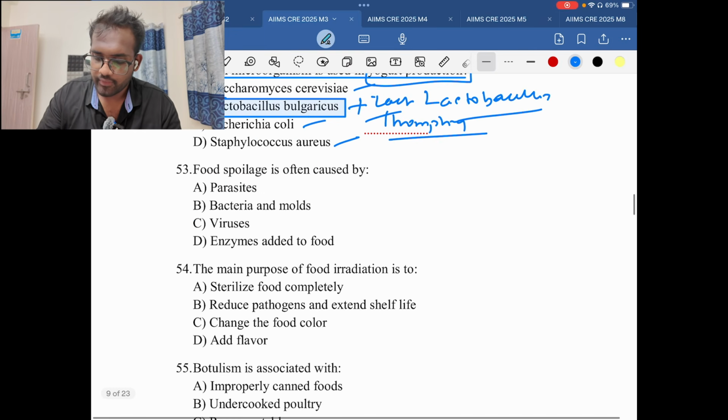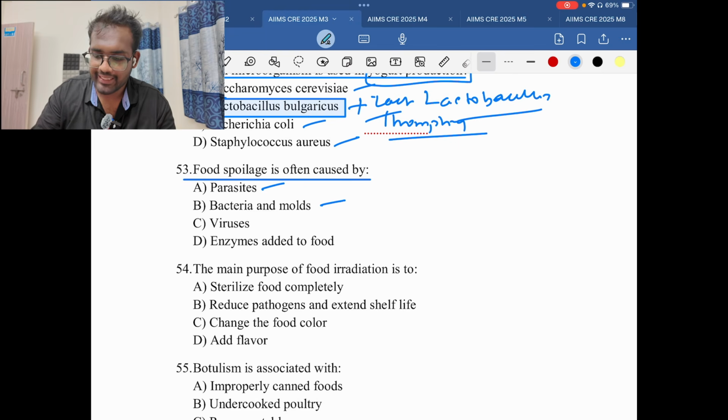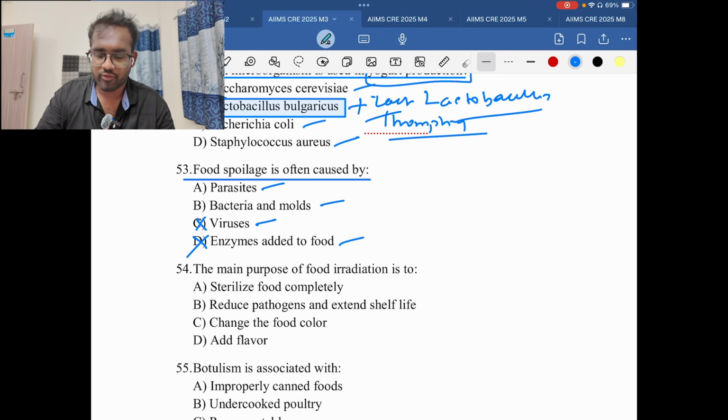Question number 53. Food spoilage is often caused by parasites, bacteria and molds, viruses, enzymes added to the food. So first, we are talking about food spoilage. Enzymes added to the food may cause rancidity, but it is not the main reason. Viruses don't cause food spoilage, and parasites will also not cause food spoilage.